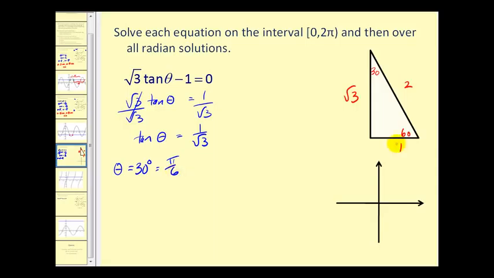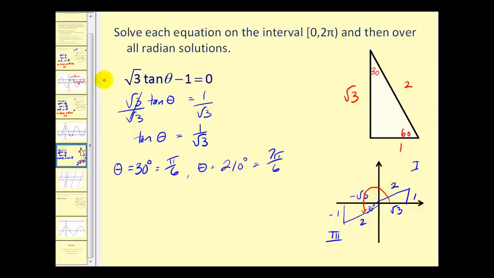Let's also sketch this on the coordinate plane. Now remember that tangent theta is also positive in the third quadrant, where both the x and the y coordinates are negative. So if we sketch a 30-degree reference angle in the third quadrant, this angle would also have a tangent function value of 1 over square root 3. And this angle would be 180 plus 30, or 210 degrees, which is equal to 7 pi over 6 radians. Now for all radian solutions, remember the period for tangent theta is pi radians, or 180 degrees.